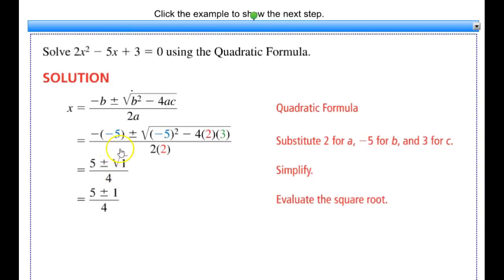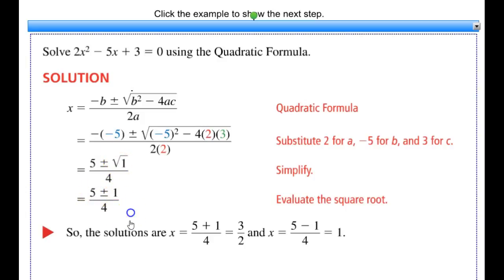Well, then I can evaluate this square root. Because I know what the square root of 1 is, I can go ahead and simplify and evaluate. So now I have 5 plus or minus 1 over 4. So here are my solutions: 5 plus 1 divided by 4, and then 5 minus 1 divided by 4. So my two possible solutions are 3 over 2 and 1.